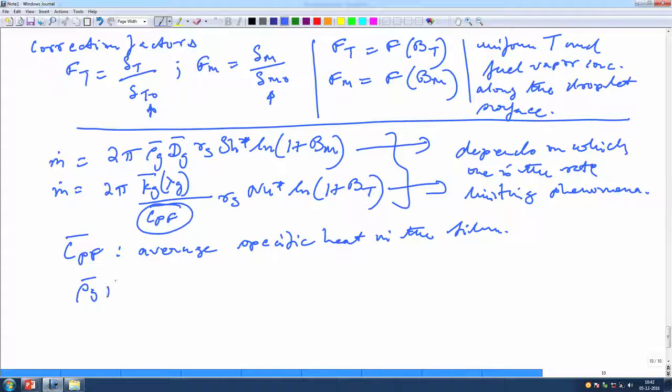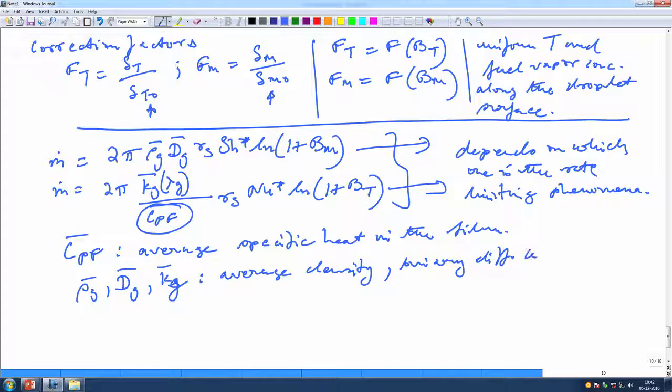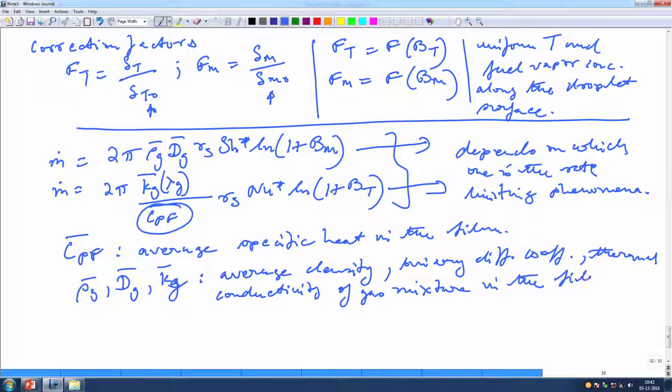Whereas, this rho g bar, Dg bar, kg bar rather, is basically the average density, binary diffusion coefficient, okay, and thermal conductivity of gas mixture in the film, okay, got it. So, that is how you evaluate it. The evaluation part is not that difficult, okay.